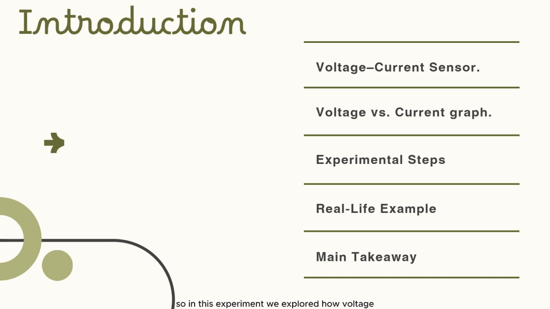So in this experiment, we explored how voltage, current, and resistance are connected by using a voltage current sensor. Our main goal was to see how resistors behave when arranged in a series, in parallel, and in a mixed circuit. The foundation of this lab is Ohm's law. That's basically the idea that the voltage equals current times resistance, or V equals IR.